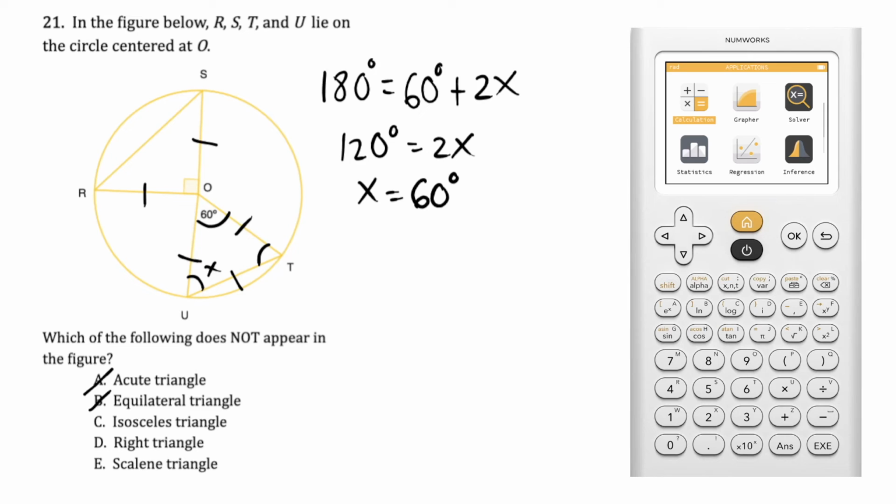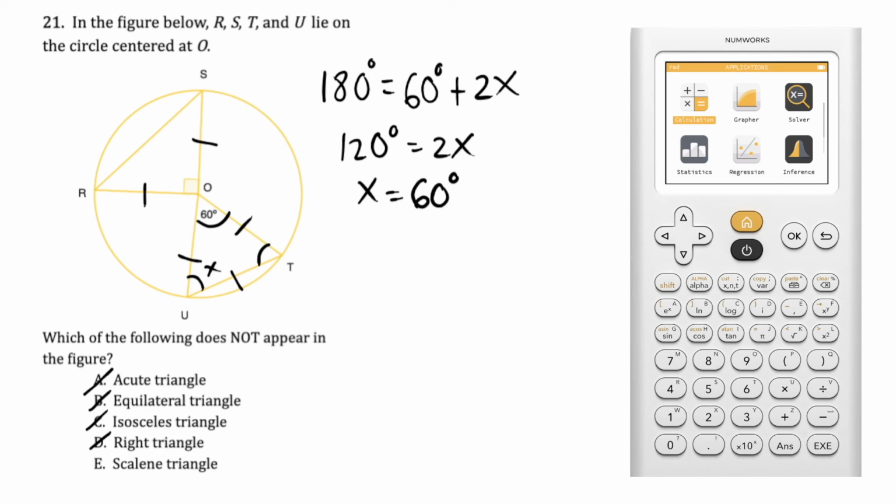The next option I have is an isosceles triangle, and I can see that both of these two triangles within the circle are isosceles triangles, so that's not going to be the correct answer. Then I have a right triangle. I can see that ROS has a right angle in it, so that's not going to be the correct answer.